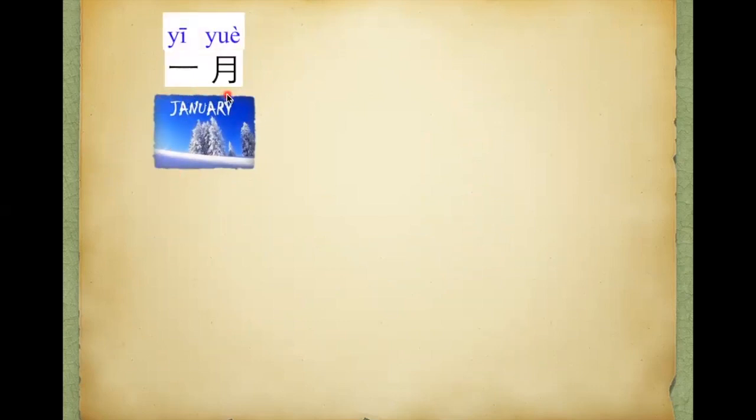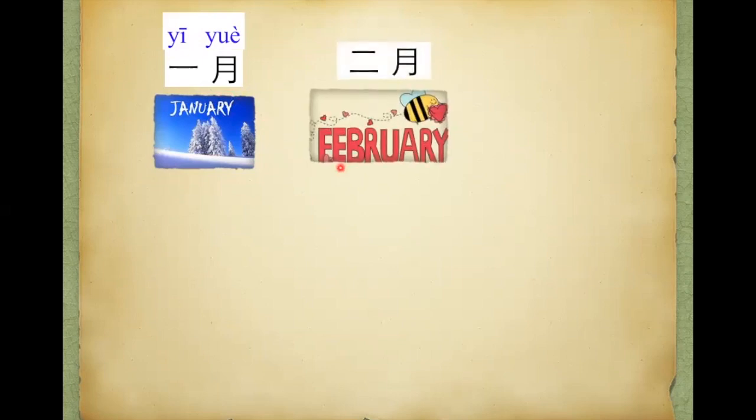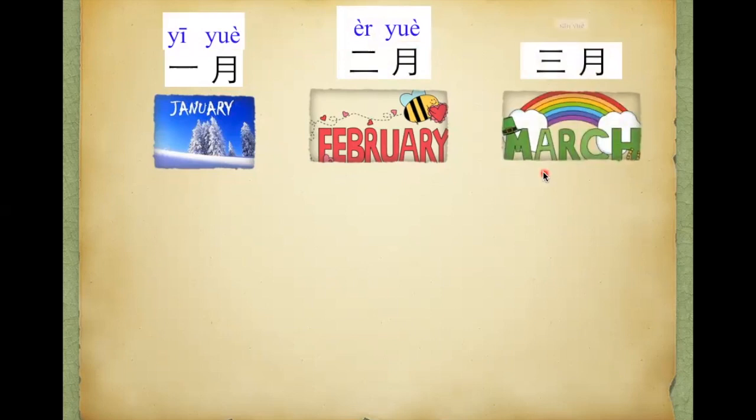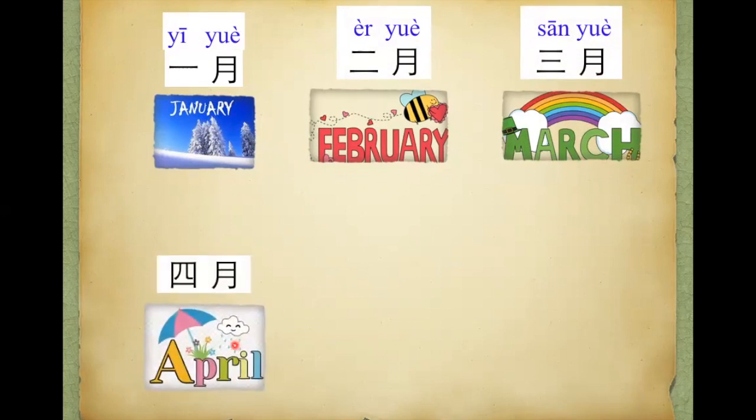1月 January. 2月 February. 3月 March. 4月 April.